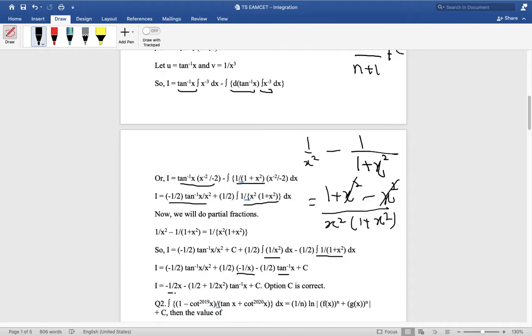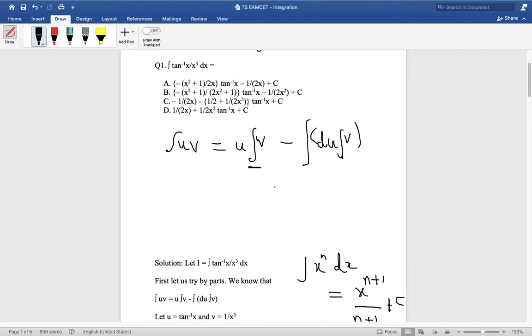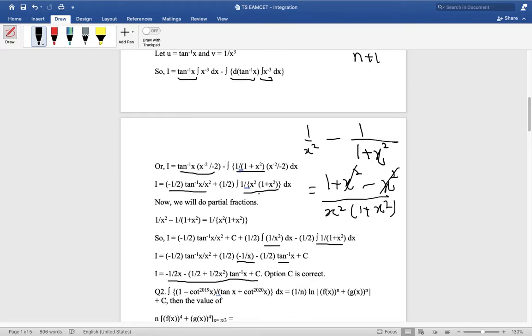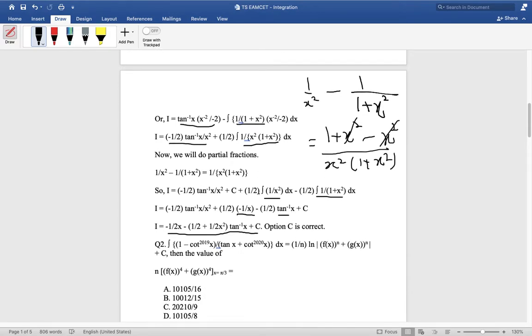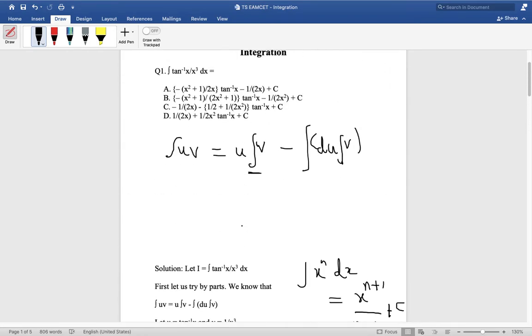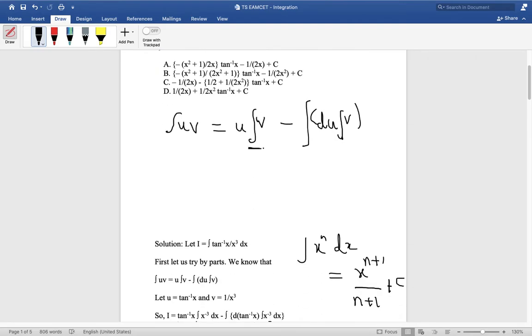You can simplify and rearrange it as asked in the problem, and as you can see, option C is the correct one, right? Now let us look at question 2. So this one I think is a bit trickier compared to problem 1. I mean, problem 1 is fairly straightforward. Just do the by parts and do the partial fraction.